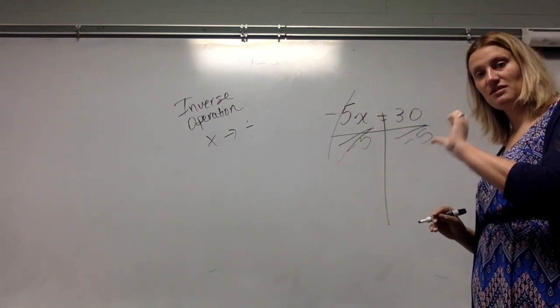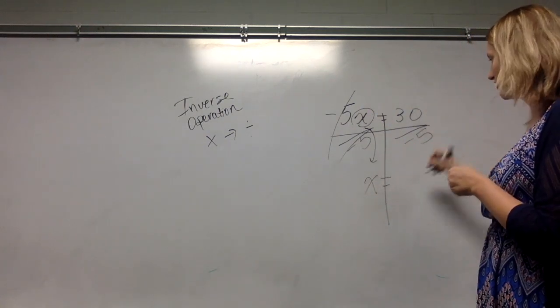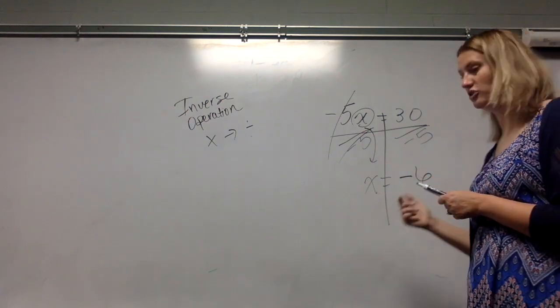The multiplication and the division cancel each other out. We're left with just x. 30 divided by negative 5 is negative 6. And again, make sure to check your answer.